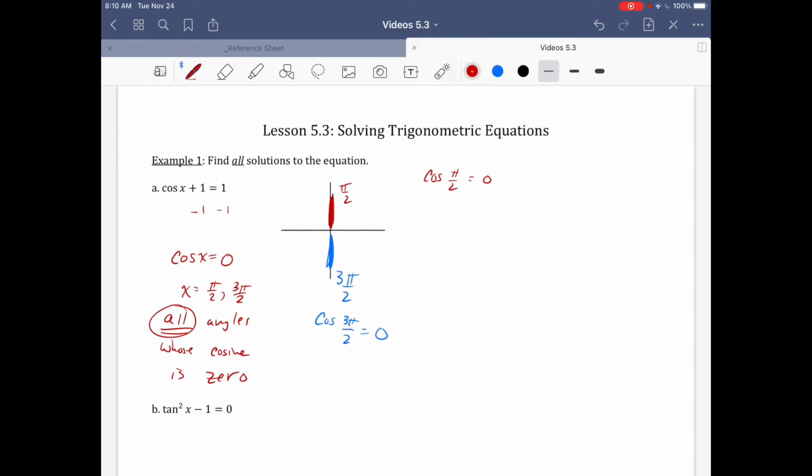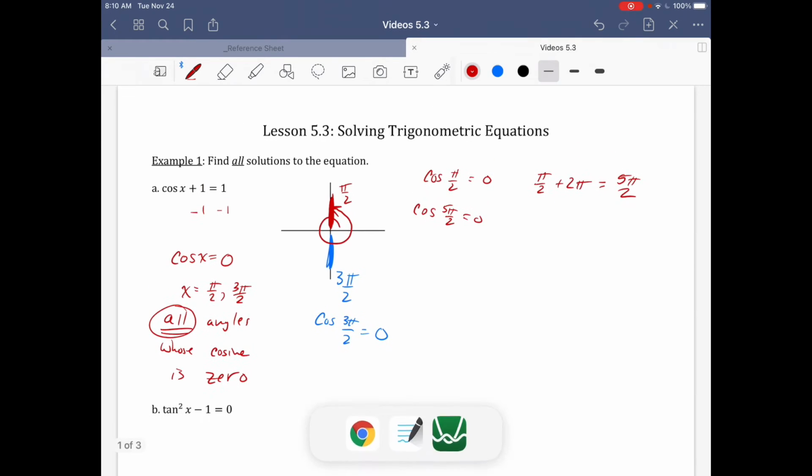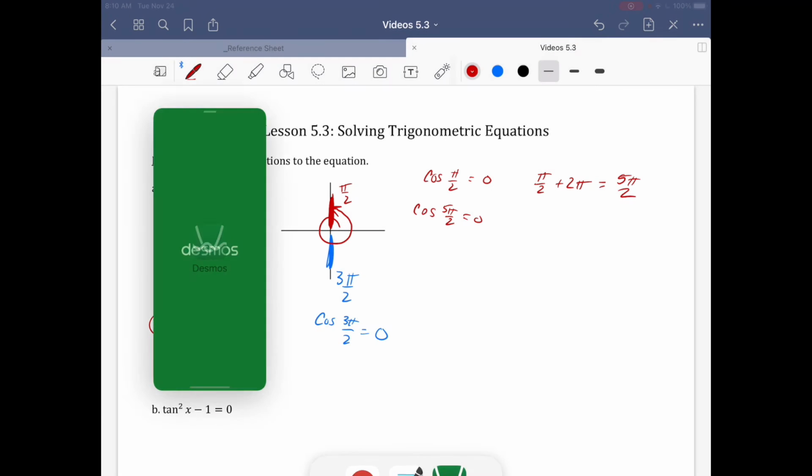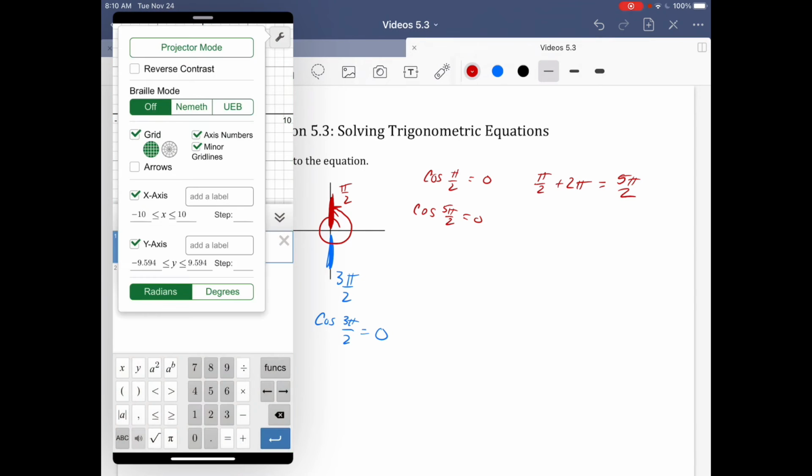But also, let's remember back from chapter 4 that coterminal angles have the same sines and cosines. So in other words, whatever this is, this would be pi over 2 plus 2 pi, which in this particular case would be 5 pi over 2. Well, in theory, the cosine of 5 pi over 2 is also 0. Not even in theory, in reality. And if we want to verify it, of course, we can bring up our Desmos. We can bring up our graphing calculator, or our scientific calculator.